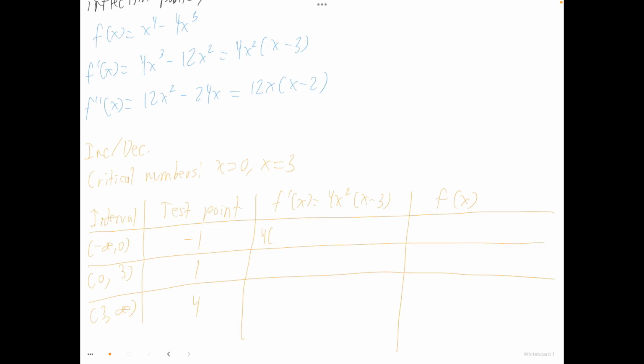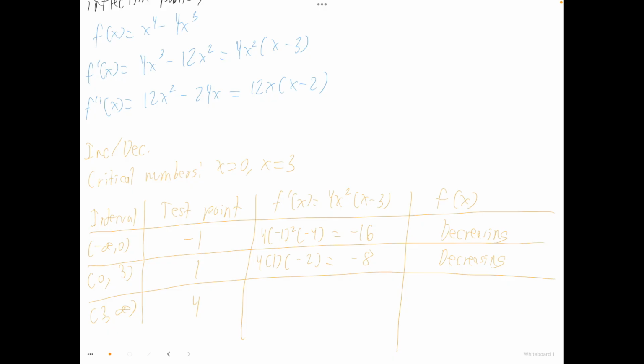So we have 4 times negative 1 squared times negative 1 minus 3, which is negative 4. So this is 4 times 1 times negative 4. So we've got negative 16. So we're going to be decreasing on negative infinity to 0. Now plugging in 1, we have 4 times 1 times 1 minus 3, which is minus 2. And so plugging 1 in, you get negative 8. So we are also decreasing here. So we're decreasing on 0 to 3 as well.